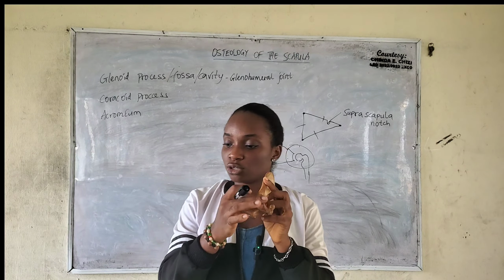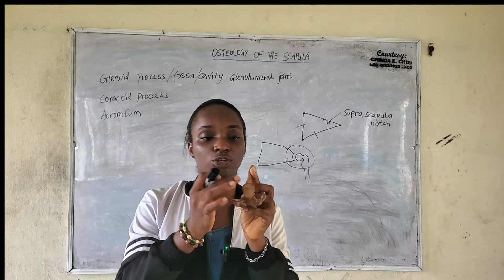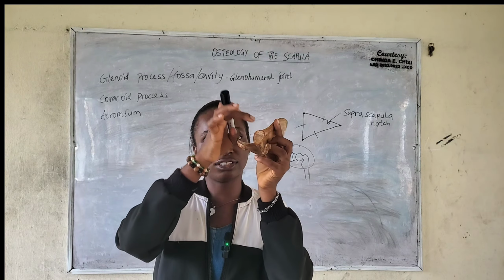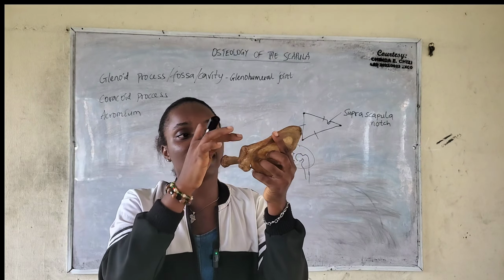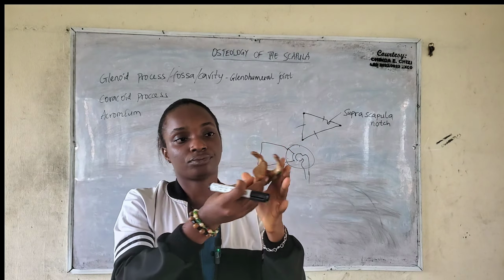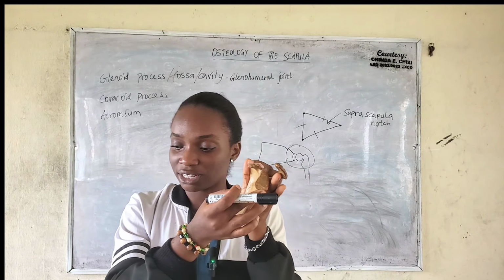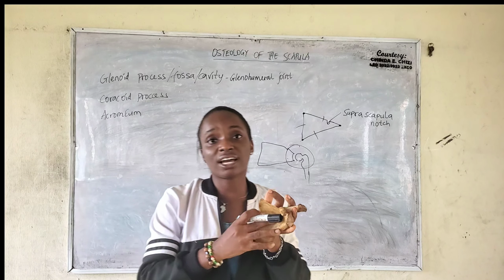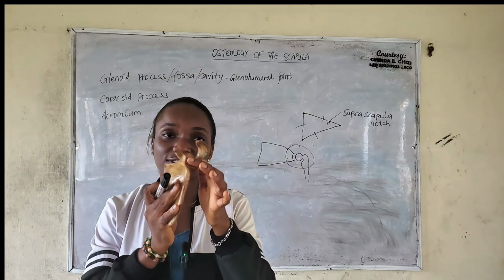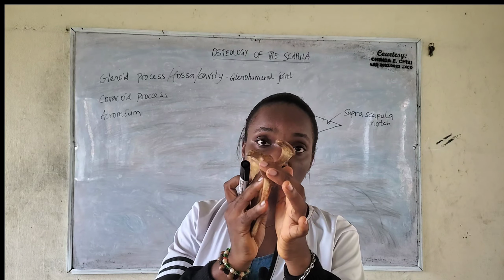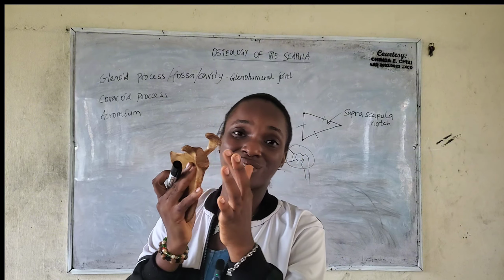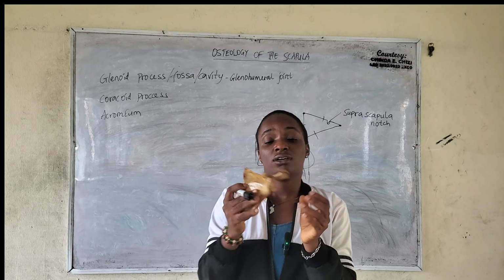Now looking at the glenoid cavity, you notice it has an up and a down. This is the supraglenoid tubercle, while this is the infraglenoid tubercle. Now, the glenoid cavity is relatively shallow and it is concave in form.